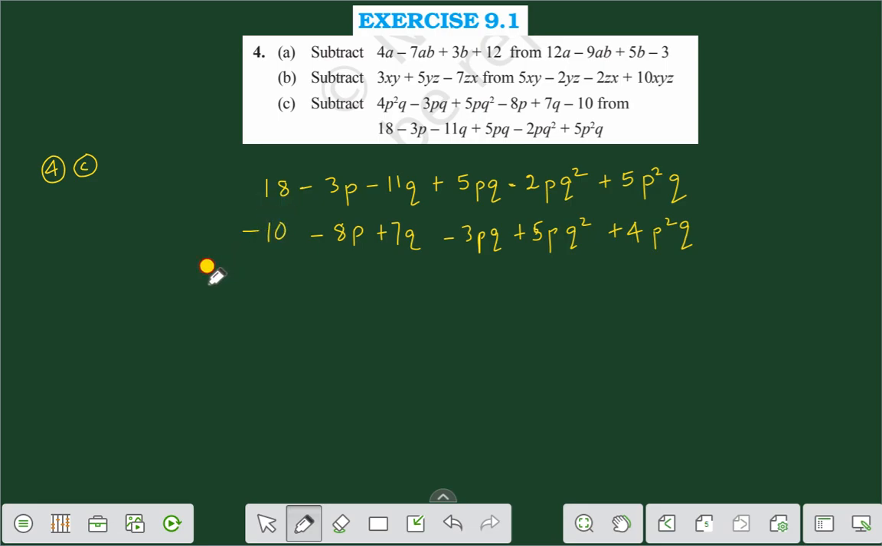Since we have to subtract, we have to change the sign. That is, plus sign will change into minus. This plus sign will change into minus. Minus sign will change into plus. Plus sign will change into minus. Minus sign will change into plus. And minus sign will change into plus.